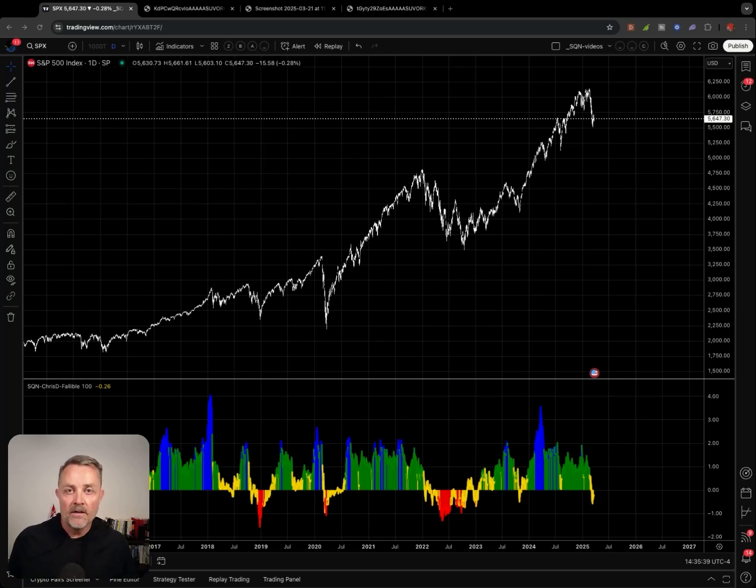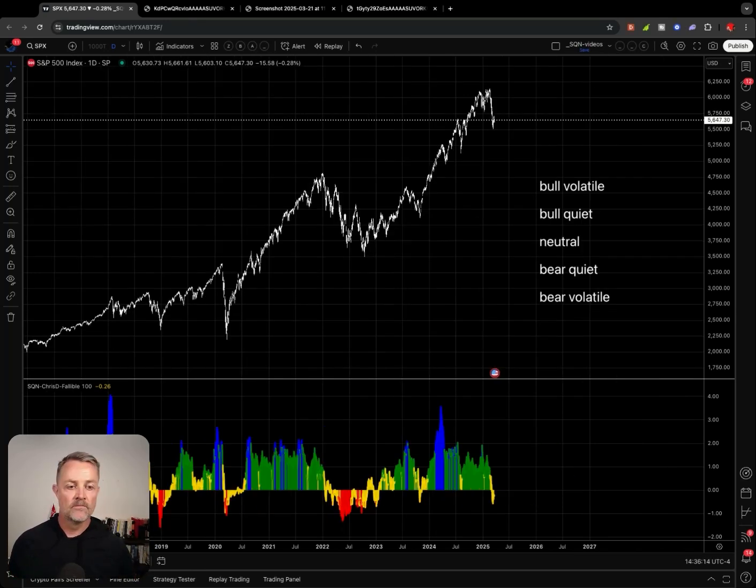I measure a market by direction. So it's bullish, bearish, neutral. And then I add volatility. So high volatility or low volatility. So bull volatile, bull quiet. Those are the two bullish directional regimes. We've got the neutral regime. We have the bear quiet regime. And then we have the bear volatile regime. We're going to focus on the neutral regime today.